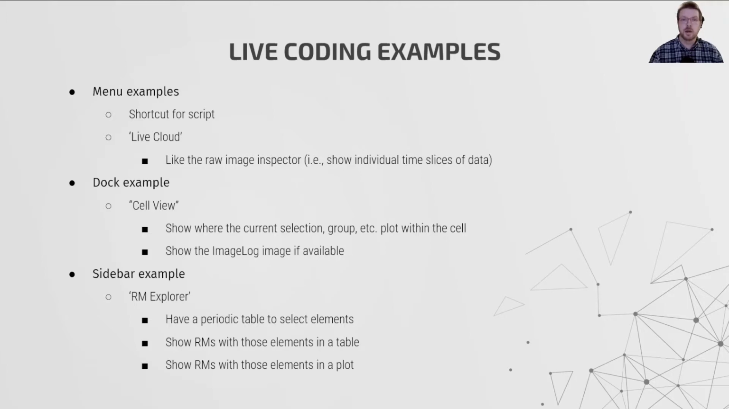So for our third example, we'll create a custom widget that draws each selection in the cell and shows the image log image if available. So this one will be a doc widget and will provide some spatial context for the current group and selection.